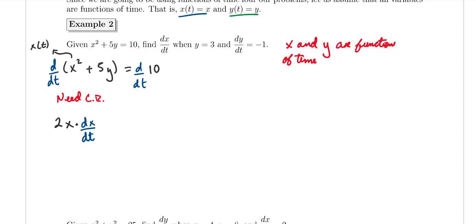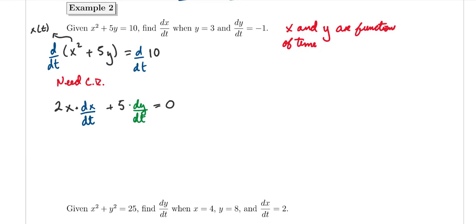Okay? Now on to the next term, plus, so what is the derivative of 5y? Well, that one here is going to be 5 times dy dt. And that is equal to the derivative of 10 with respect to time, or t. Well, that's just 0. Okay, so we want to solve for dx dt. So we would have here 2x dx dt is equal to negative 5 dy dt.